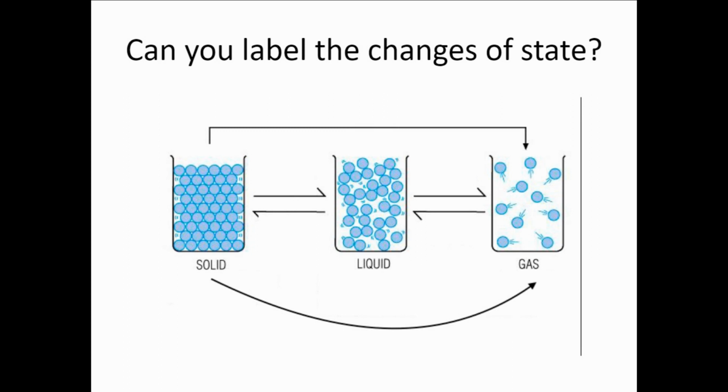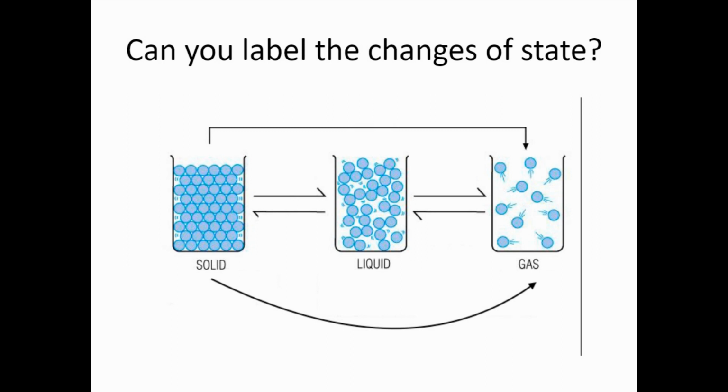Okay, well done for doing that. It's time to go through the answers. So the top arrow is a solid going straight to a gas. That's called sublimation. Below that arrow on the left, where we've got solid to liquid, that is melting.